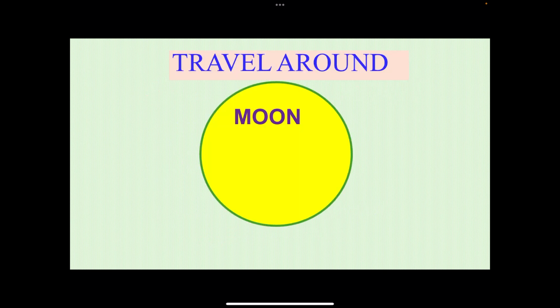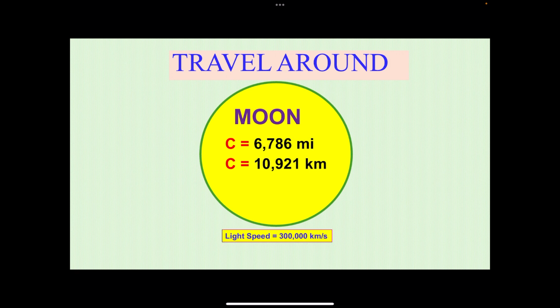Now, we're moving to the next section where we're going to see how long it takes light to travel around objects. The first one we're looking at is the moon. So how long will it take light to travel around the moon? The circumference, that's the distance around the moon, is around 6,700 miles, which is around 10,900 kilometers. Light traveling at a speed of 300,000 kilometers per second will take 0.04 seconds to go around the moon.